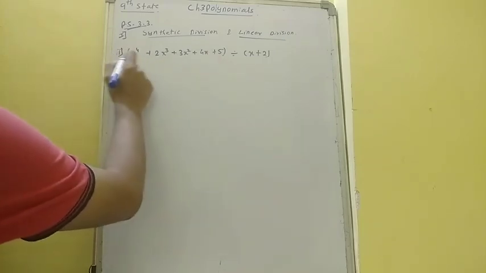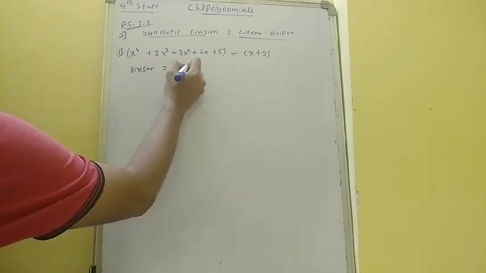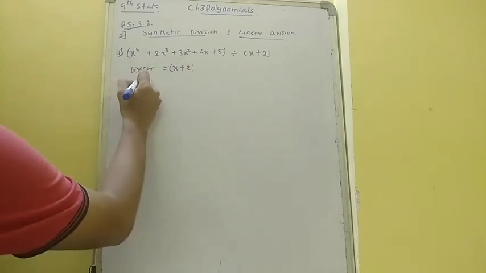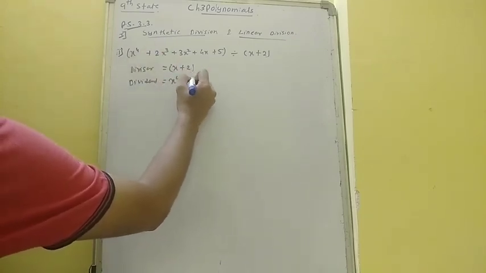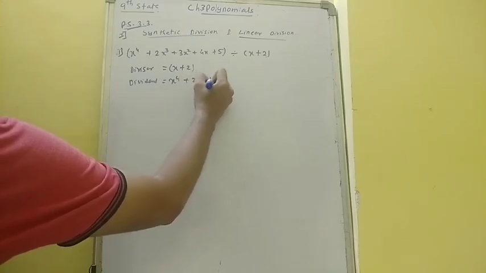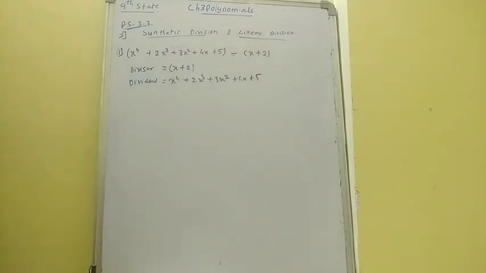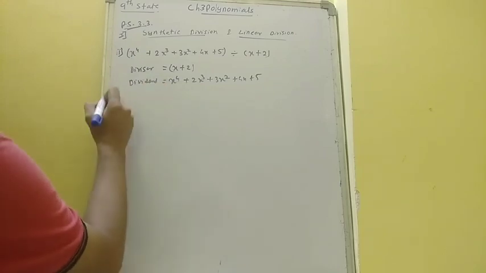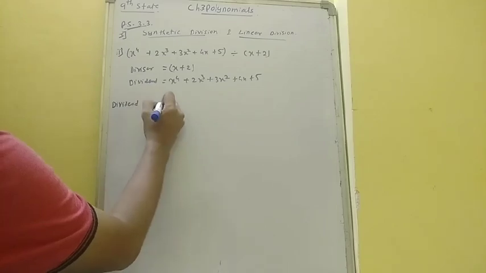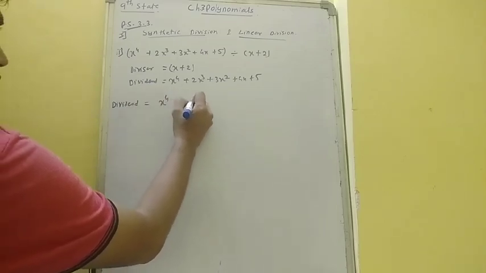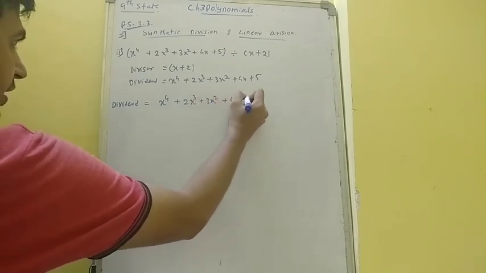Now we have the divisor x plus 2, and the dividend x raised to 4 plus 2x cube plus 3x square. This is going to be a very interesting sum. Just pay attention properly. So I will write this dividend as x raised to 4 plus 2x cube plus 3x square plus 4x plus 5.